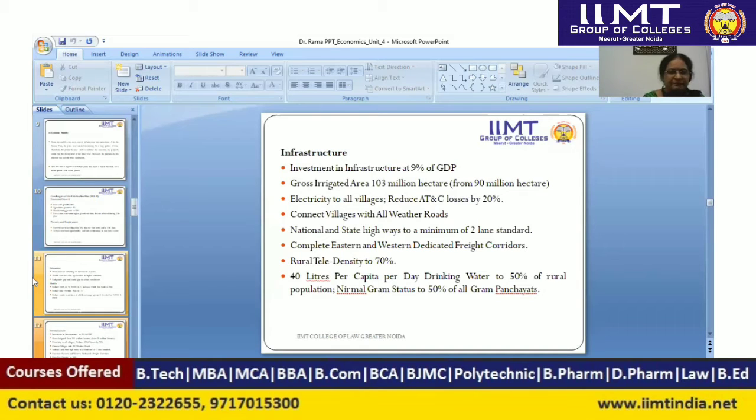Next is infrastructure. Investment in infrastructure at 9% of GDP, gross irrigated area 103 million hectares from 90 million hectares, electricity to all villages, reduce AT&C losses by 20%, and connect villages with all weather roads and national and state highways to a minimum of 2 lane standard, and complete eastern and western dedicated freight corridors, rural teledensity to 70%, and 40 liters per capita per day of drinking water to 50% of rural population, and Nirmal Gram status to 50% of all Gram Panchayats.